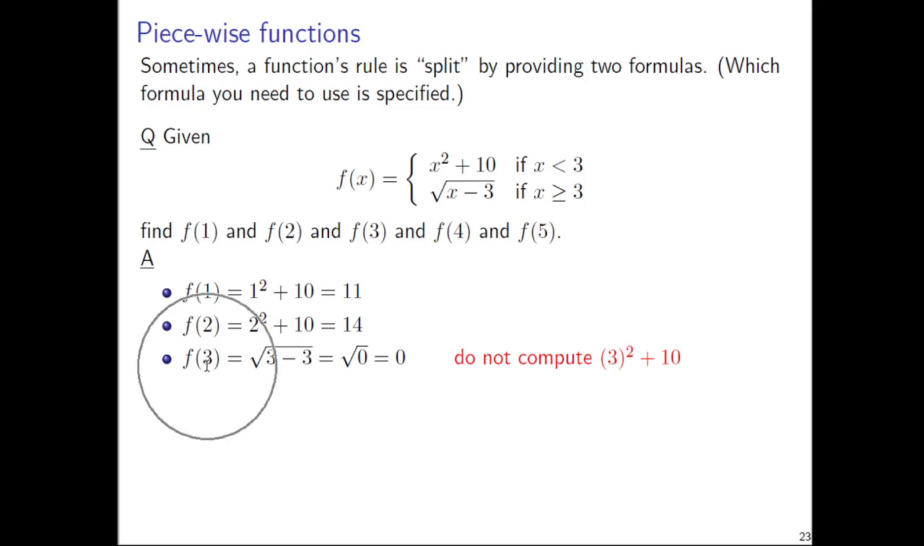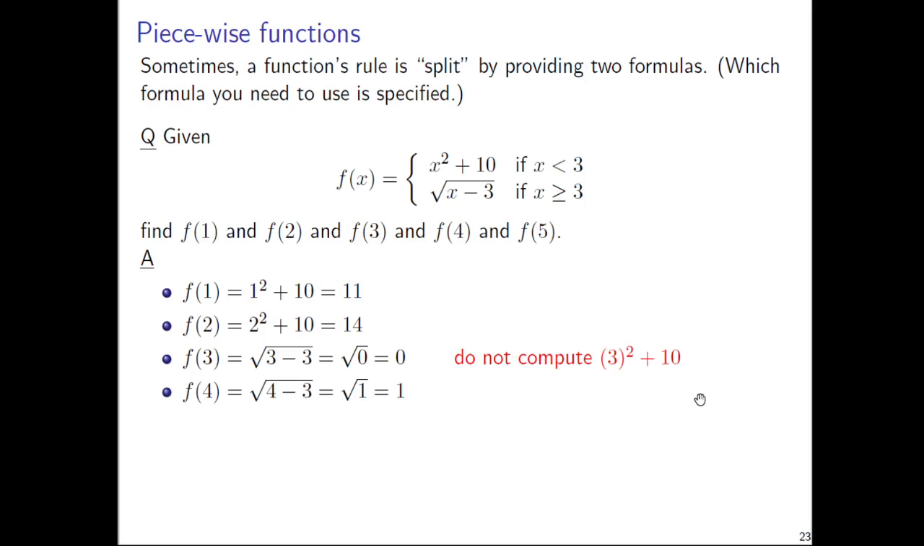F of 3. Well, now 3, the number in parentheses, is x. So is x less than 3? That's no longer satisfied. 3 is not less than 3. Instead, we have x is greater than or equal to 3. So we plug in 3 for x into the bottom formula. We have root 3 minus 3. In other words, we have root 0. And by the way, root 0, just like a little earlier, is equal to 0. So do not compute 3 squared plus 10. That's irrelevant for the problem.